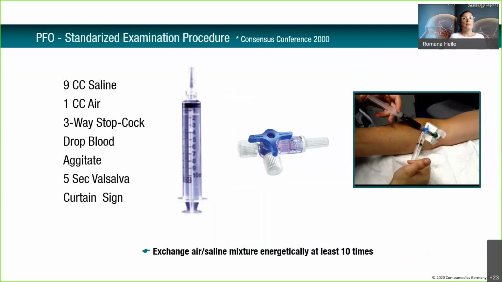The way to create the bubble mixture is nowadays standard to use a syringe with 9 cc of saline and 1 cc of air. And then together with a 3-way stopcock and a second syringe, to mix it forwards and backwards to create this kind of bubble mixture, which then will be injected to the vein. And then we have the contrast agent to see if there is a crossover or not.